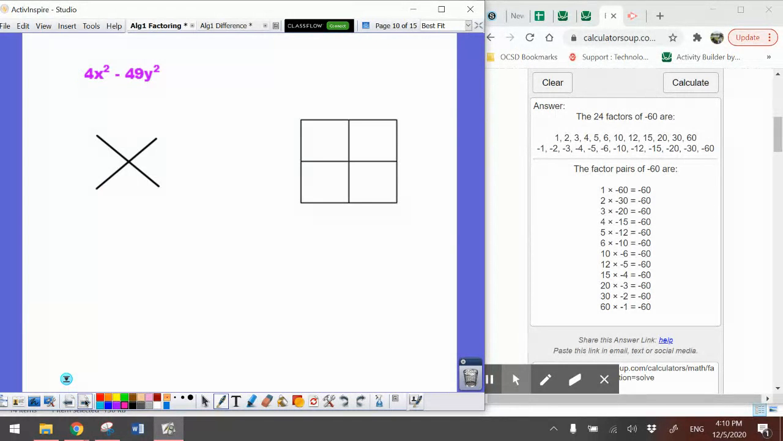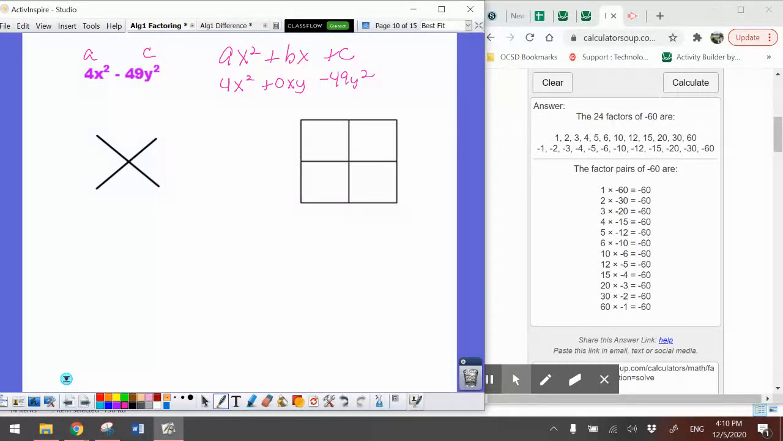Let's take a look at this next one. 4x squared minus 49y squared. The first thing that I see is this kind of isn't in standard form either, because I'm supposed to have ax squared plus bx plus c. Well, this is my a and this is my c, but I don't have a b. That means this is really 0. So 4x squared plus 0xy would be what that middle term is, minus 49y squared.